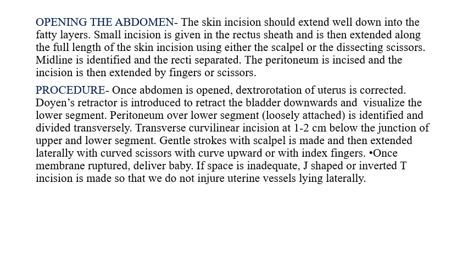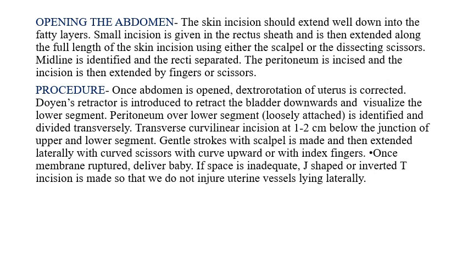dextrorotation of the uterus, if it is there, is corrected. Doyen's retractor is introduced to retract the urinary bladder downwards and for proper visualization of the lower segment. The peritoneum over the lower segment is identified as it is loosely attached to the lower segment of the uterus and this is divided transversely.